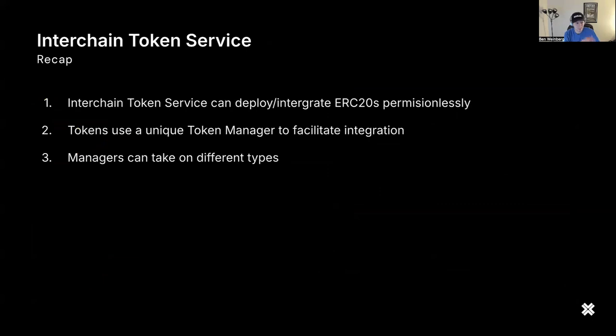We also have, actually, a quick recap of what we talked about, because that was a lot. We have the Interchain Token Service. Remember, that is one contract which exists on each blockchain. It can deploy new interchain tokens, and it can integrate existing custom tokens right into ITS. In addition to the ITS contract, we have tokens, which use a unique token manager to facilitate that integration. Remember the buddy of your token, the token manager, which is itself a contract. And managers can take on different types, such as mint burn or lock unlock. That's a high level recap of what we just talked about.